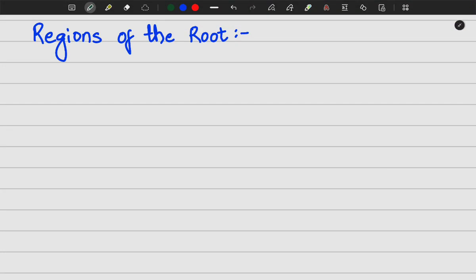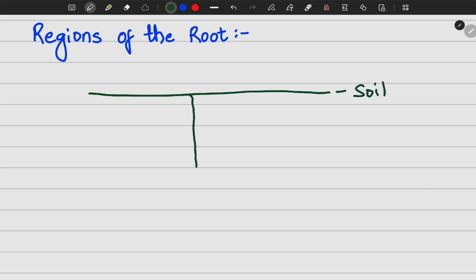Let us study about the regions of the root. So first let us draw the structure of a root. This is the soil, and then this is the root. So we will start from the bottom of the root.